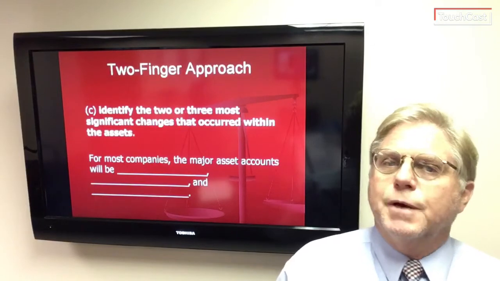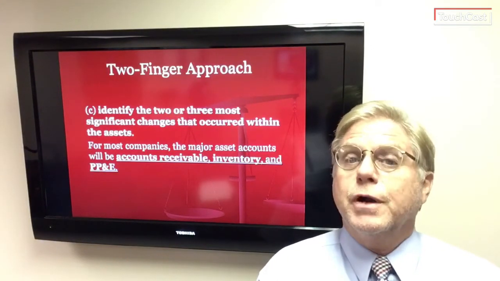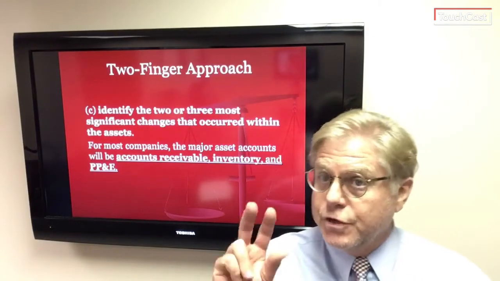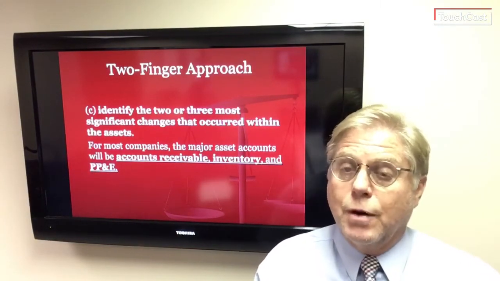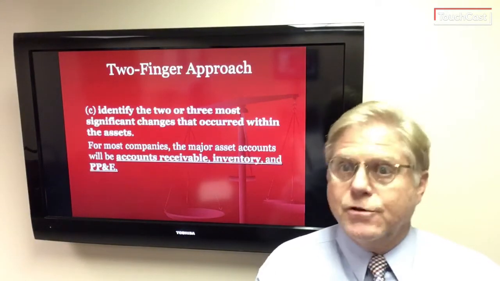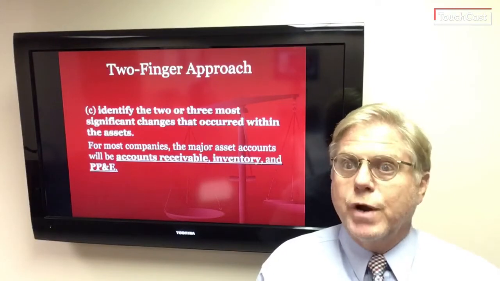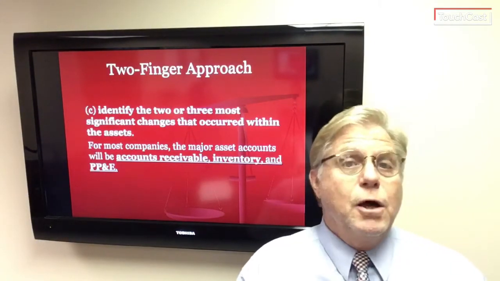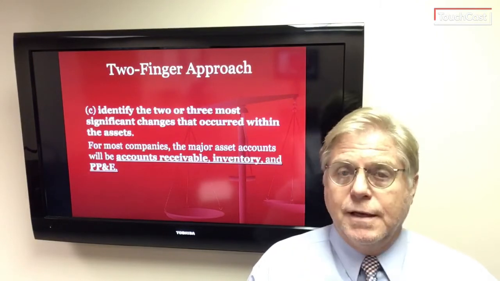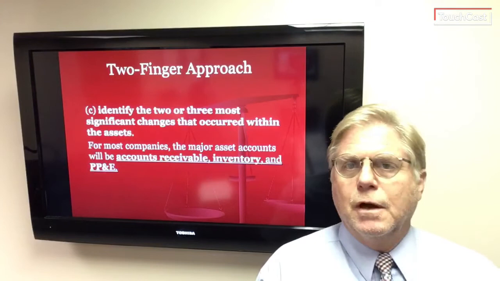And then thirdly, we're going to identify the 2 or 3 most significant changes that occurred within the assets. For most companies, the major asset accounts are going to be accounts receivable, inventory, and property, plant, and equipment. Those are going to be the 3 biggies in terms of where your dollars show up. That doesn't mean that cash is not going to be large sometimes, but it would be generally fairly rare for cash, for instance, to be large, because cash is, for the most part, a low-earning or non-earning asset.